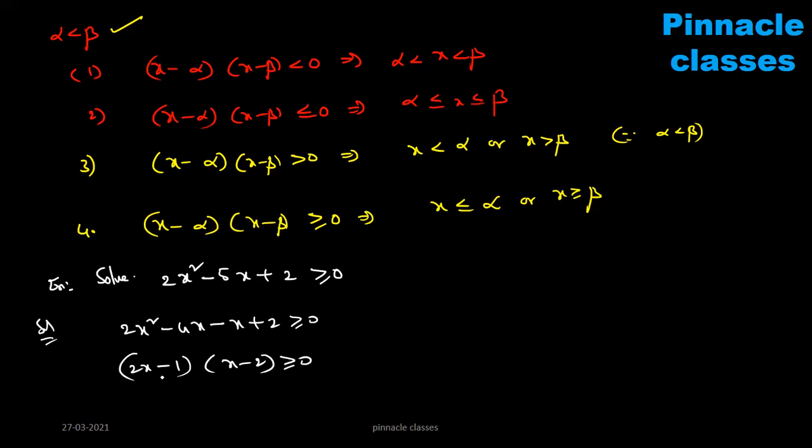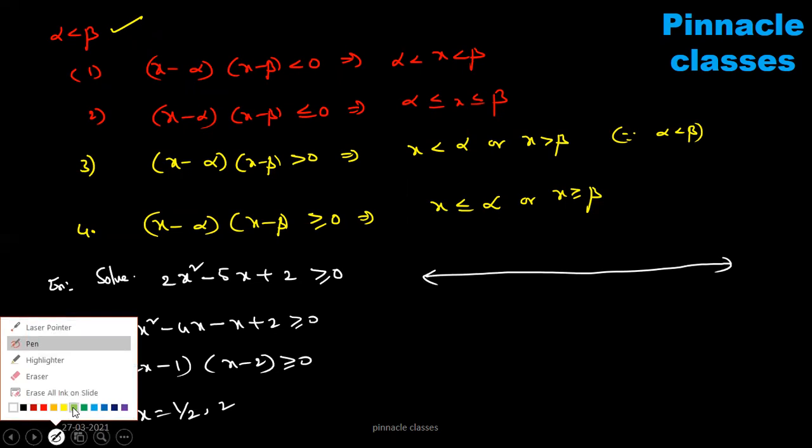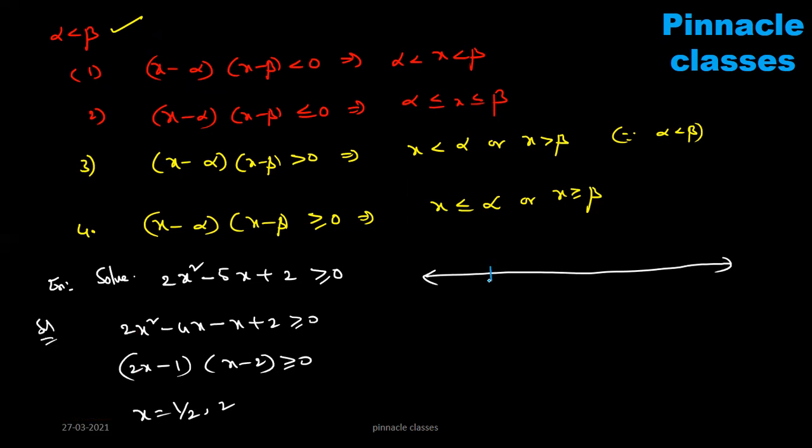Check whether it is correct or wrong. Minus 4 minus 1, yes. So equate to 0, what are we getting? The zeros: one is 1 by 2, another one is 2. The inequality is given greater than or equal to 0, so take the number line. One is 1 by 2, and you know how to represent it. Greater than or equal to 0 means the roots are included. That is the meaning. See carefully.